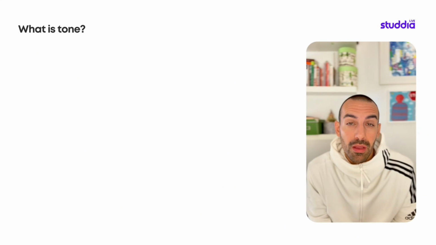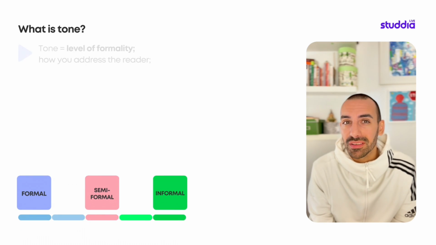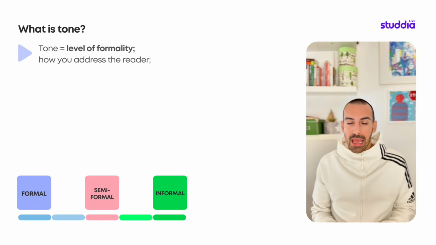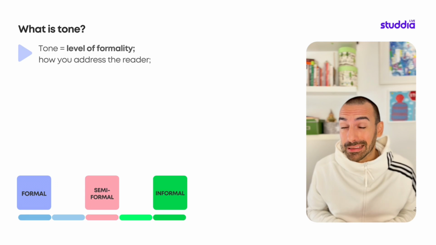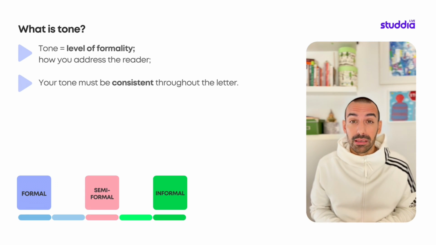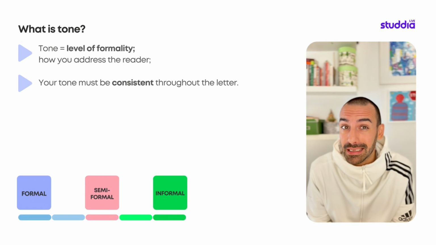Letter tone refers to the style or the level of formality of your writing, essentially how you address the reader, how you talk to the reader. And finding the right tone and using it consistently throughout your letter or email is absolutely crucial. That tone has to match both the audience and the situation.